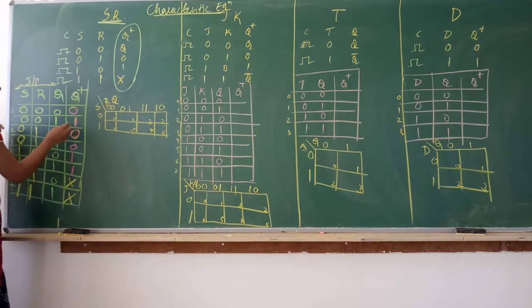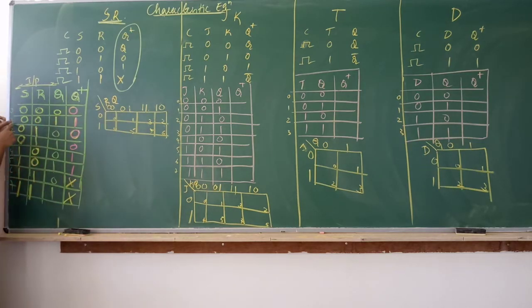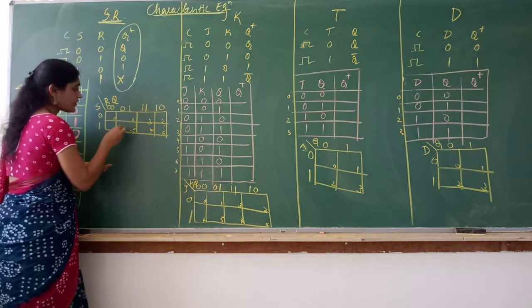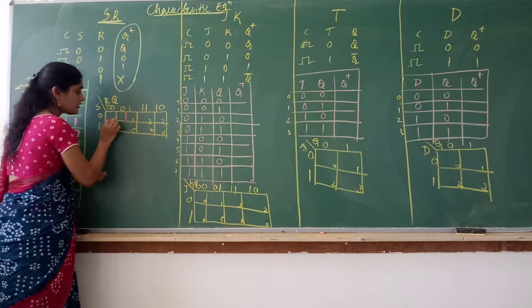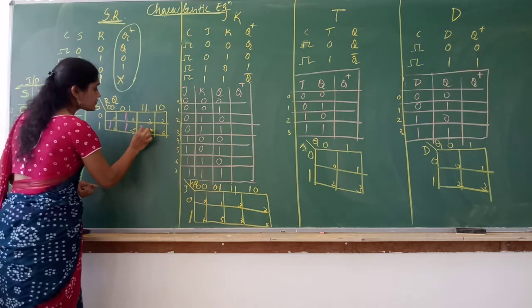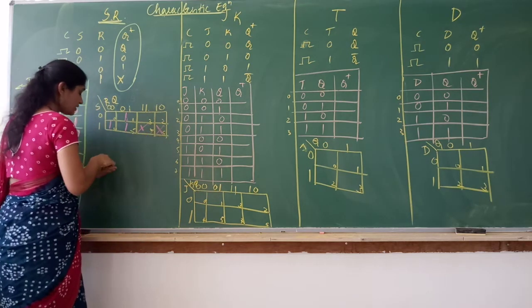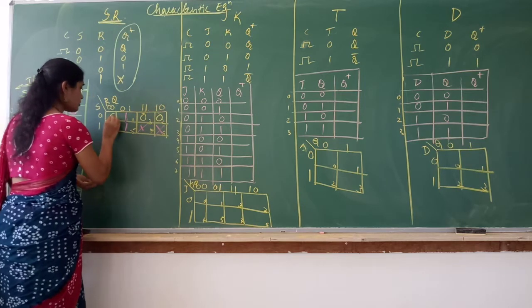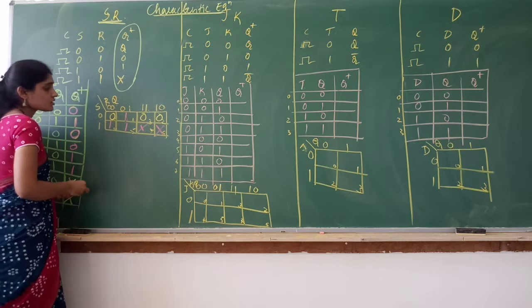Now write the min terms. So min terms are 1, 4, 5. But for 6 and 7 we have don't care. We have to write that also. For the other cells it is 0. Okay, so now group the cells.